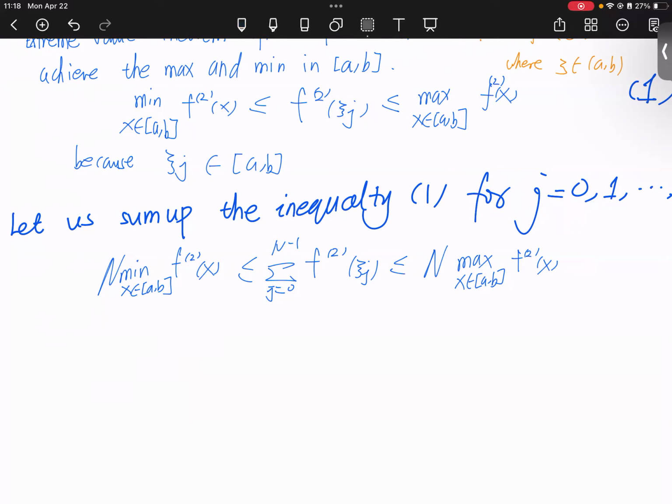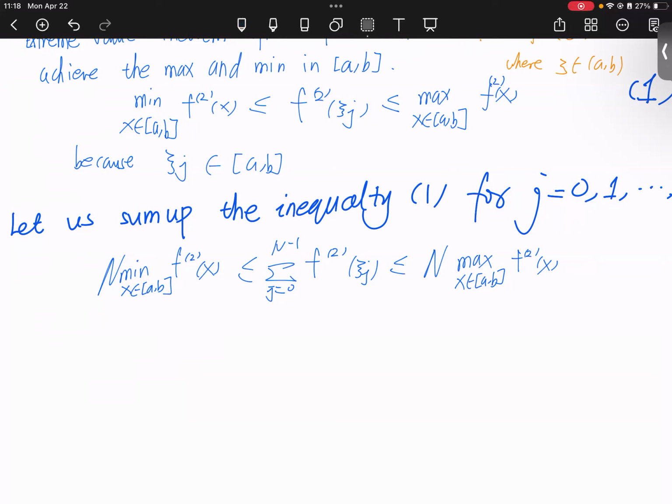This is just a summation. Let's see. First we have the Cz0, and then we have the Cz1, and you will see I'm just changing the index here, and nothing else is changing. Then I add all this inequality stuff, and I get the sum, and I get n pieces of the maximum, and n pieces of the minimum here. So that's what I'm doing here.